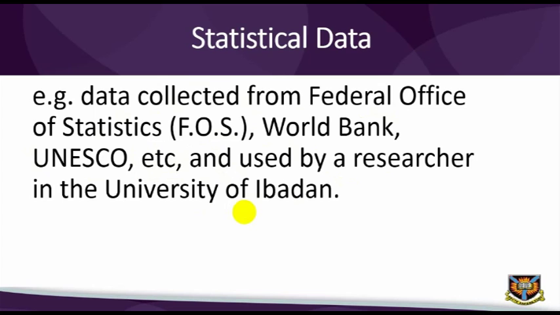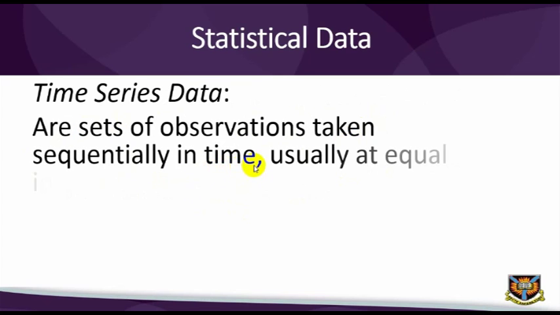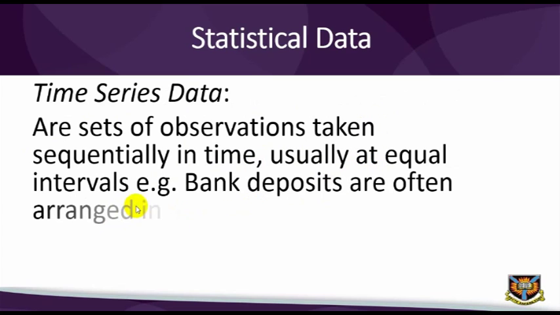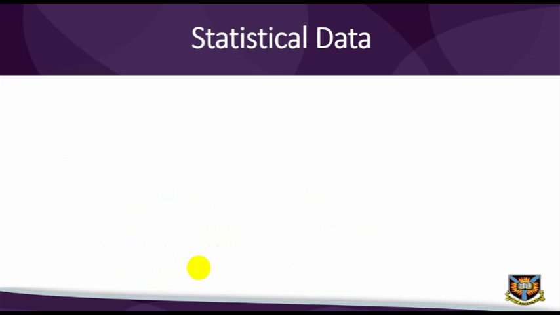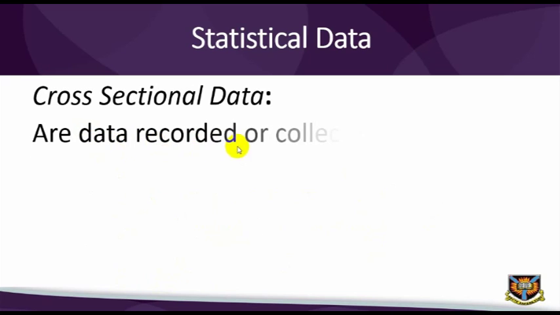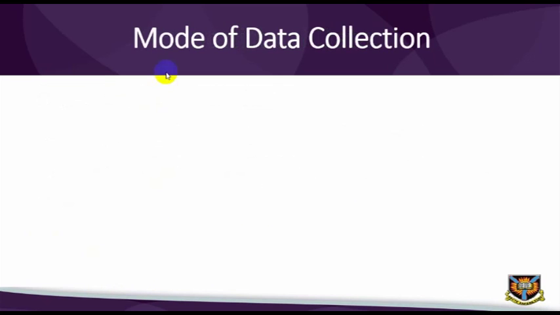Time series data. A set of observations taken sequentially in time, usually at equal intervals, e.g., bank deposits are often arranged in accordance with the time the deposits were made. Cross-sectional data. These are data recorded or collected at a specific time, usually for a day, a week, or a year.